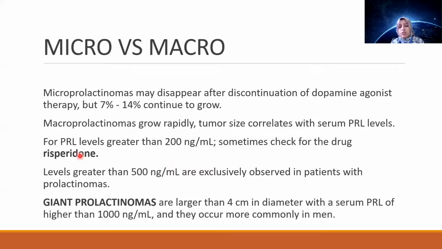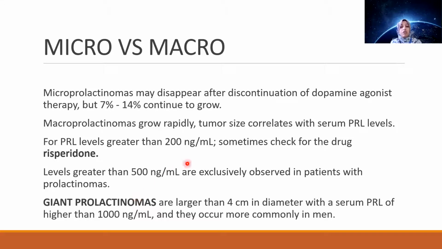So again, you have to consult the psychiatrist here, understand if the drug can be changed, and if after changing, the prolactin level comes down, then it was drug induced. Otherwise, you have to proceed towards MRI. However, levels greater than 500 nanogram per ml are exclusively observed in patients with prolactinomas, and these are macroprolactinomas.